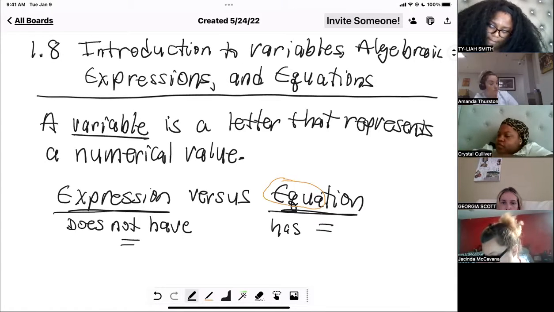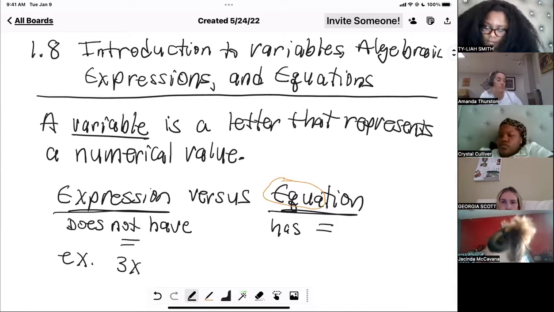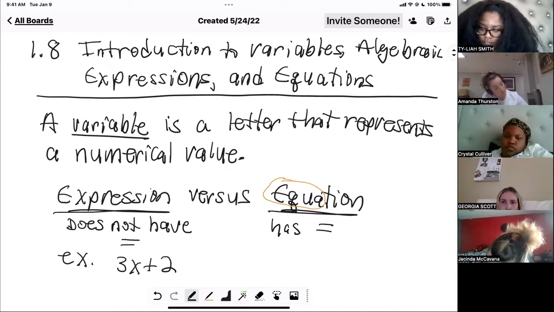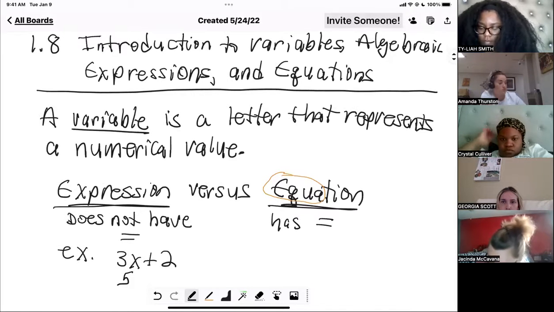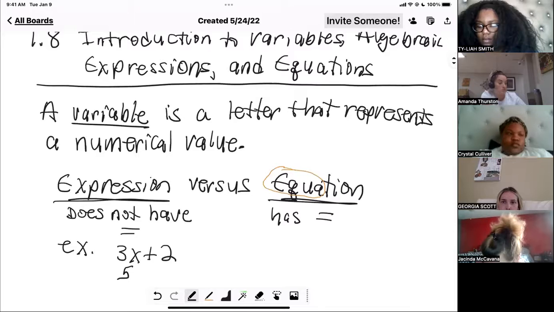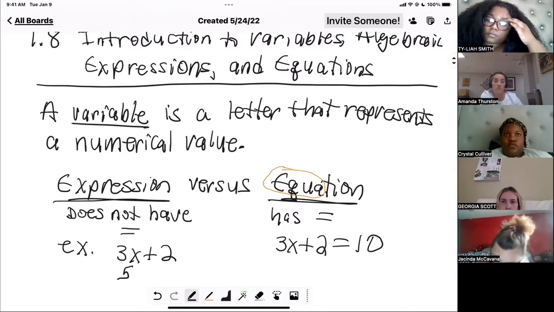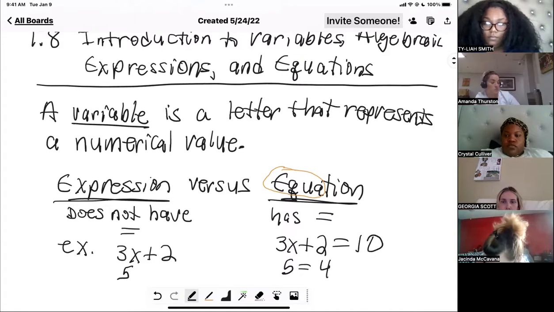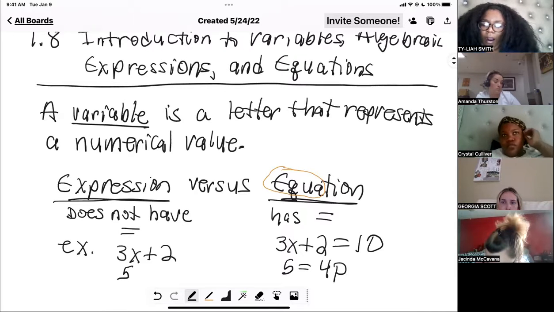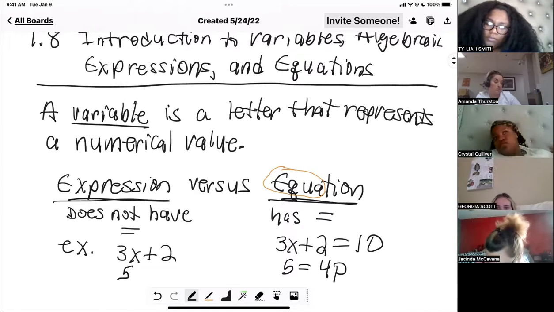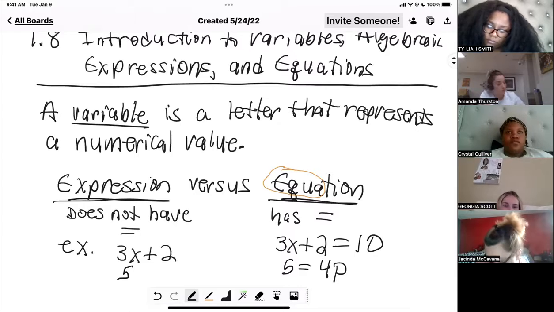Okay, let me give you an example of each. So an expression. Example of expression, 3x plus 2. 5 is an expression. I know it's a number, but it's also an algebraic expression. How about an equation? How about 3x plus 2 equals 10? That's your equation. 5 equals P, it doesn't have to be X, it can be P, A, B. We're going to use all different kinds of variables. At first, we're going to start with X, and then we're going to go down from there.